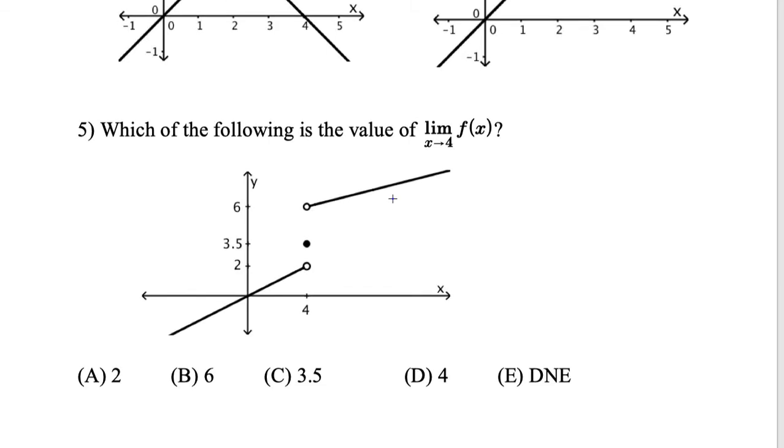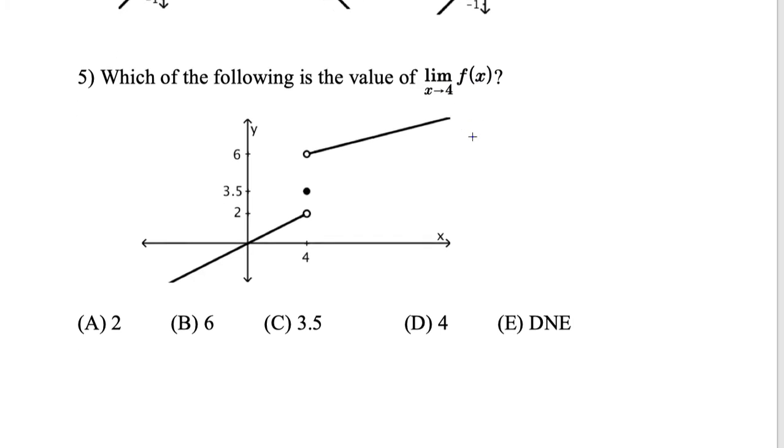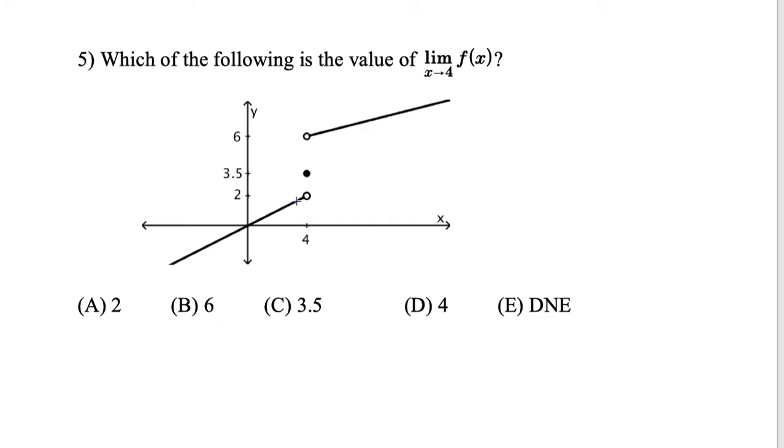And the last problem: which of the following is true for the value of the limit as x approaches 4 from both sides of f of x? As I go from the left, I get closer and closer to a height of 2. From the right, I get closer and closer to a height of 6. Well, if they're not the same number, it's D and E. That's the answer, E, D and E.